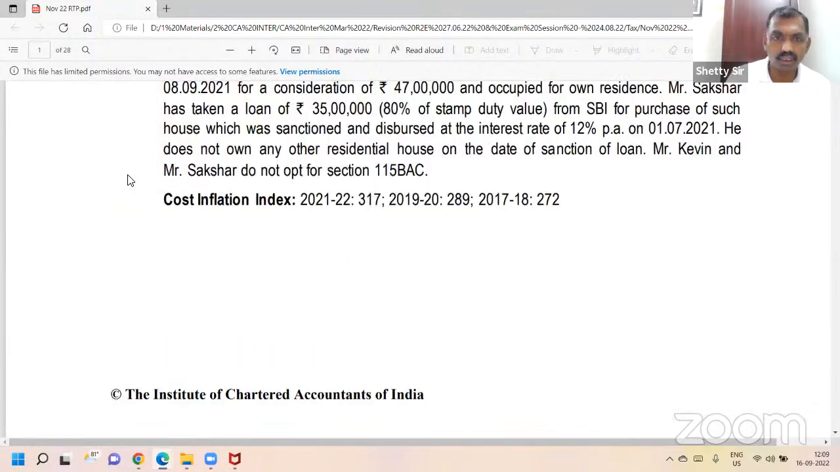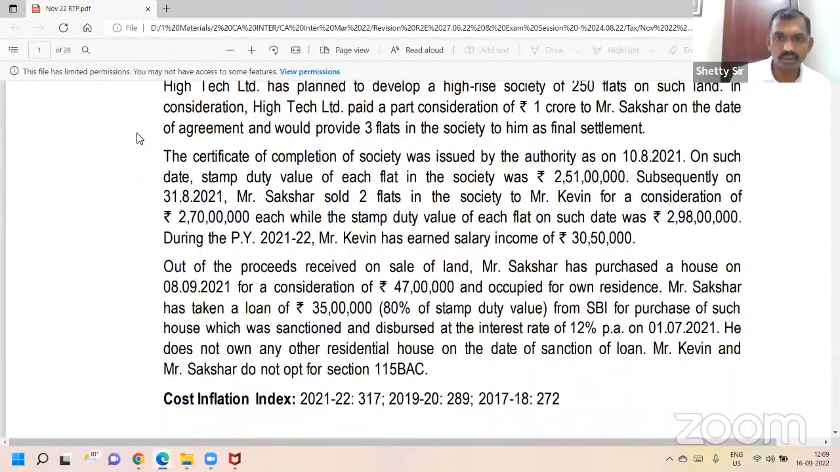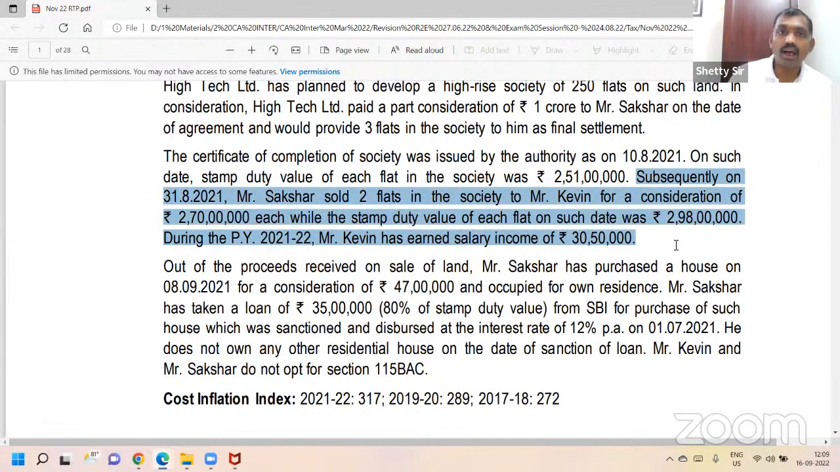Next. Subsequently, on 31st August 2021, Mr. Sakshar sold 2 flats in the society to Mr. Kevin for a consideration of rupees 270 lakhs each, while the stamp duty value of each flat on such date was 298 lakhs. During the previous year 21-22, Mr. Kevin has earned salary income of rupees 30,50,000.